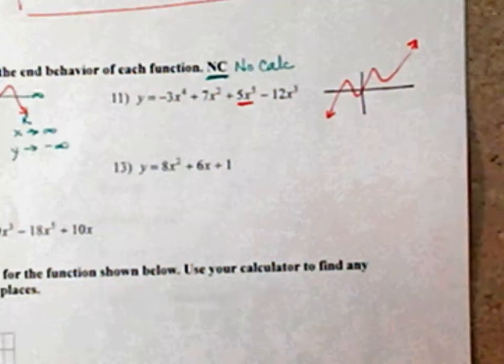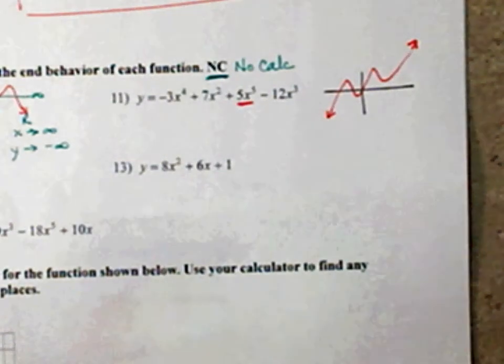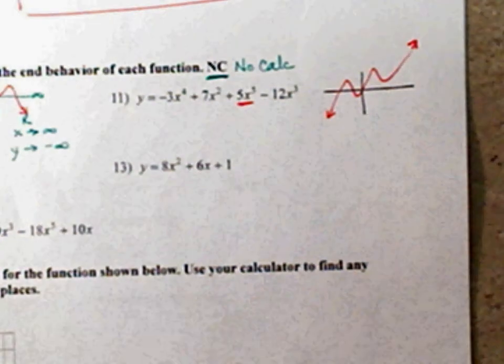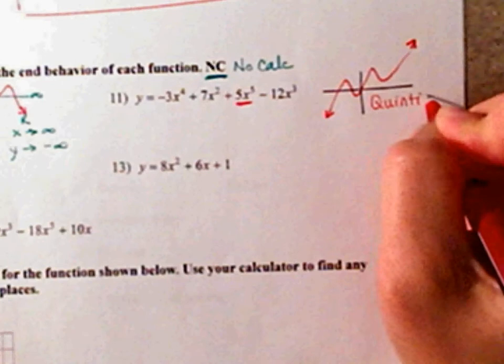1, 2, 3, 4, 5. Your graph's going to look something along this line, okay? We don't care about the thing in between, we're just looking where it ends. When it's a fifth root, this is called a quintic. Make sure you know that.